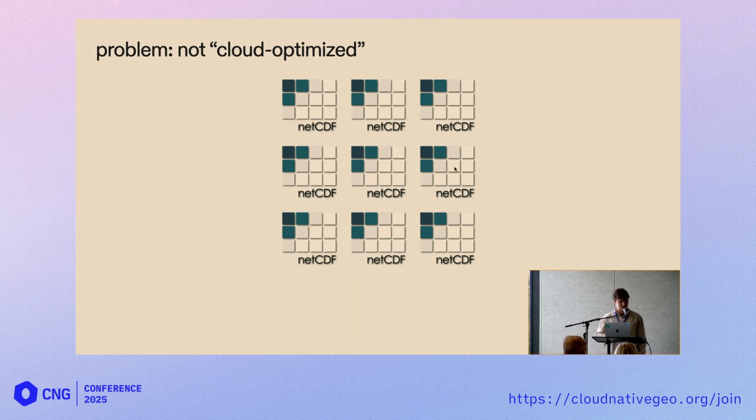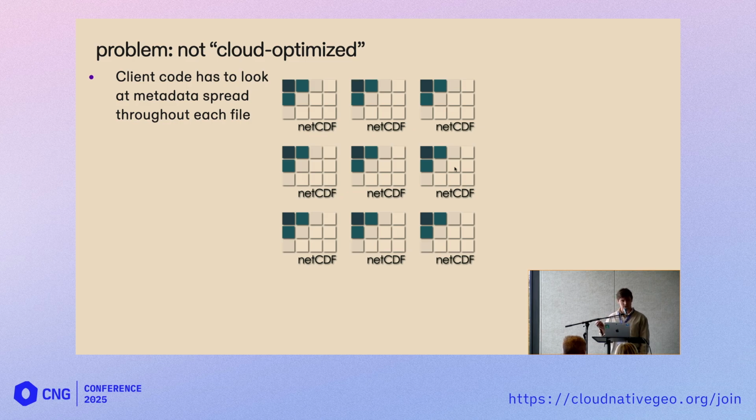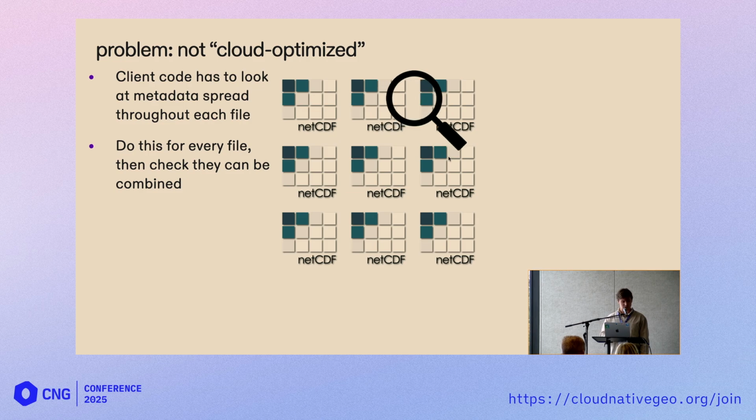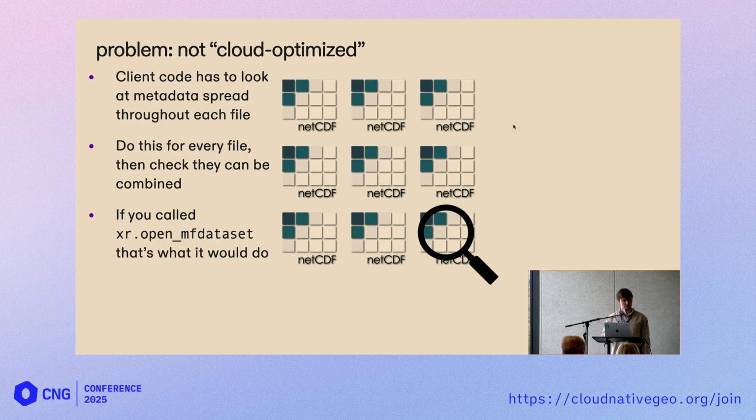The real problem here is that the data formats are not cloud optimized, which means that any client code trying to read this massive data set, to even know what's in there, has to start by looking at the metadata spread throughout the files, and do this for every single file, and check that all of the files can be combined into a logical data cube, which takes even longer than my little animation there. And if you called something like Xarray open_mfdataset, the standard multi-file dataset opener, then that's what it would do.